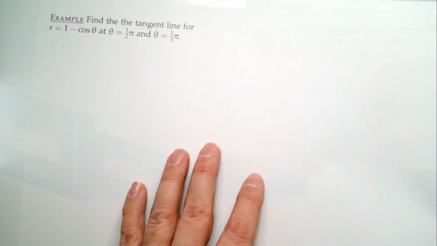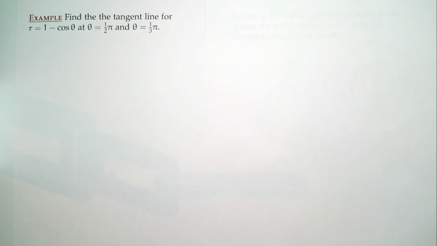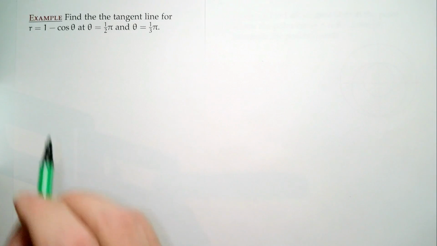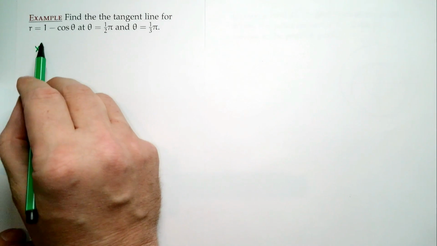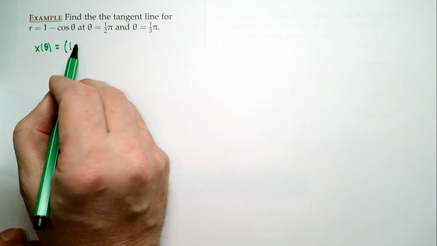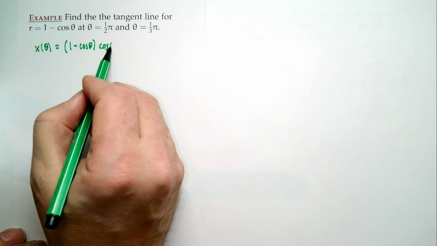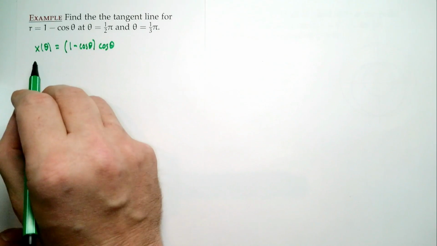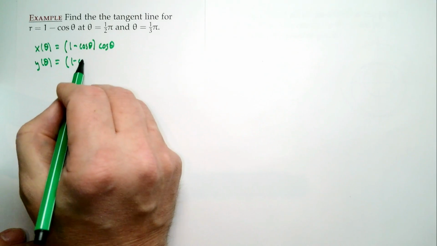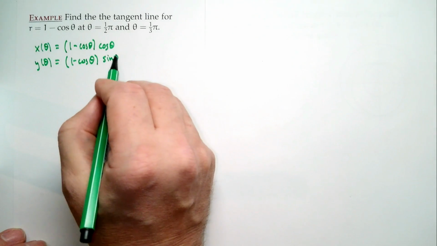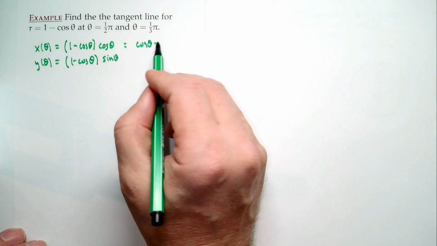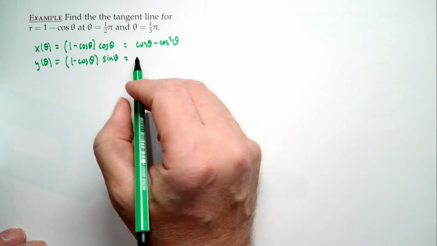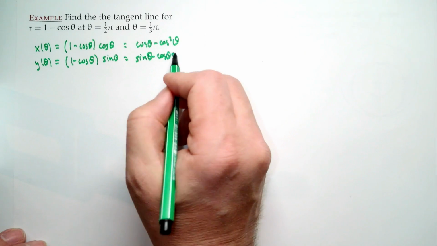Let's try an example. Find the tangent line for the function r equals 1 minus cosine theta at theta equals pi over 2 and theta equals pi over 3. All right, so let's just walk through our process. We know that our x of theta is our function for r times cosine theta, so 1 minus cosine theta times cosine theta. And our y of theta is our function for r, 1 minus cosine theta, times sine of theta. And we can multiply this out. We get cosine theta minus cosine squared theta, and here we get sine of theta minus cosine theta sine theta.